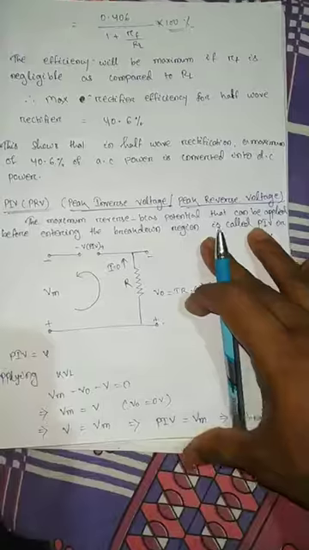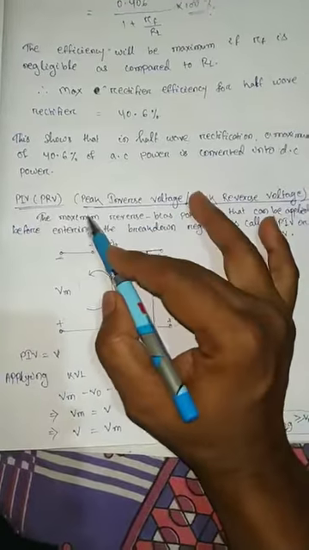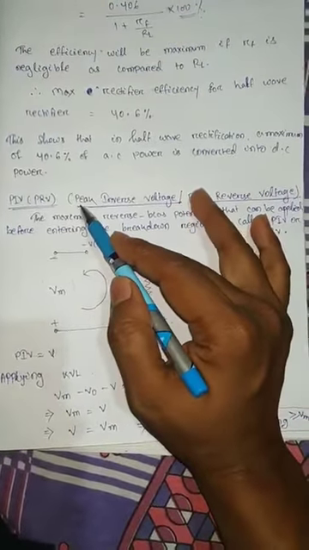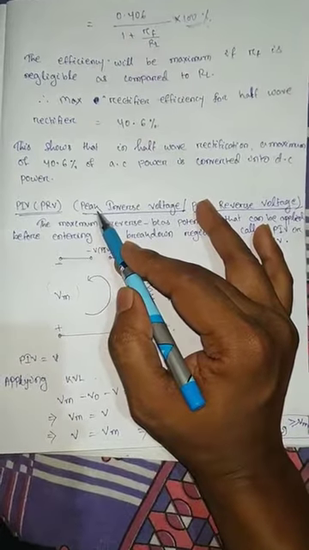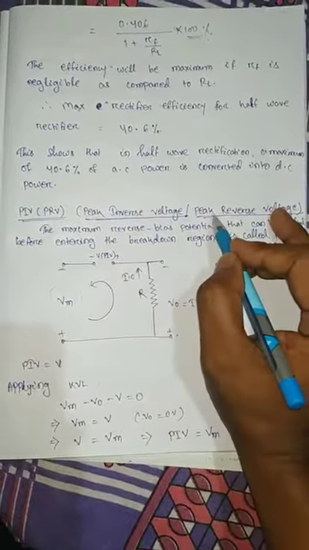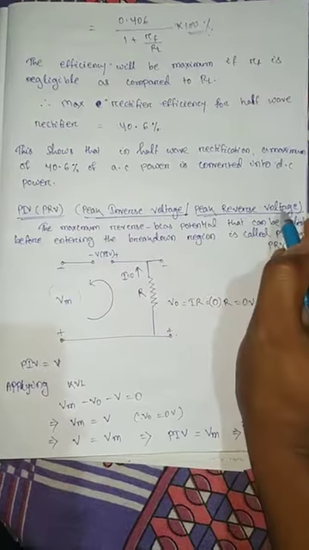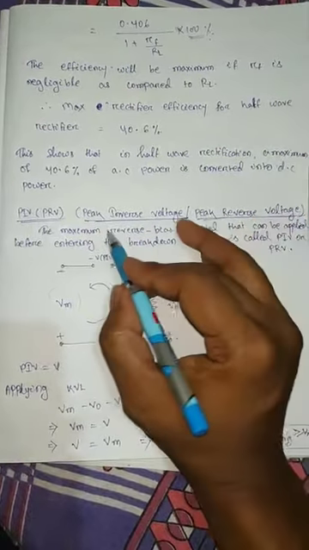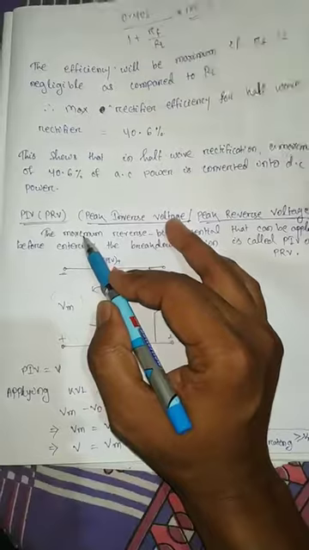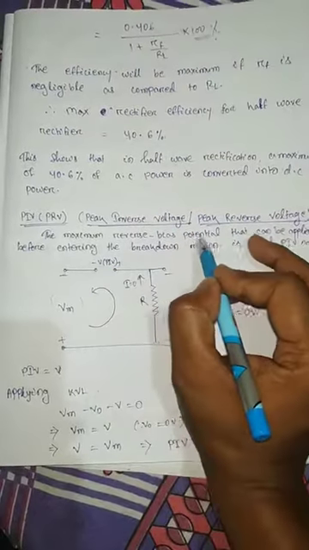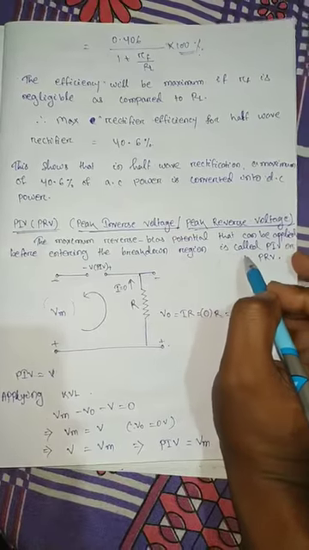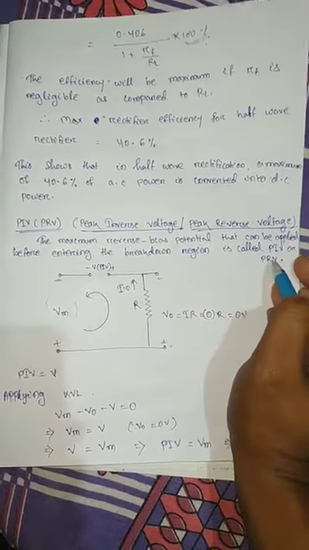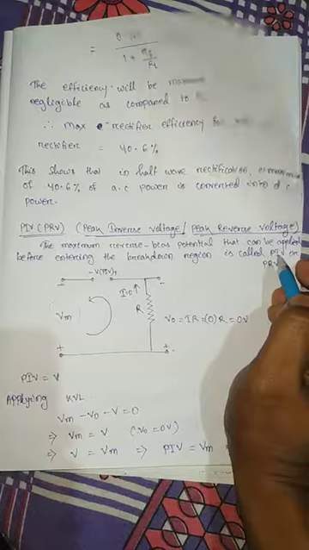Now come to the PIV or PRV for the half wave rectifier. We have already discussed this term. PIV means peak inverse voltage, or PRV means peak reverse voltage. The peak inverse voltage is the maximum reverse bias potential that can be applied before entering the breakdown region. We have already discussed this definition.